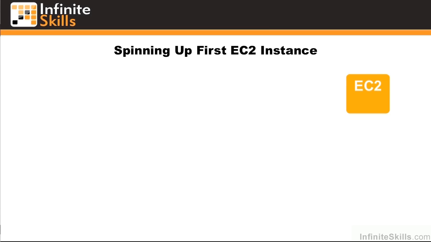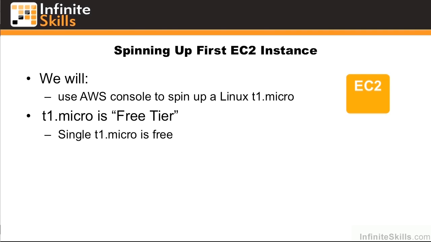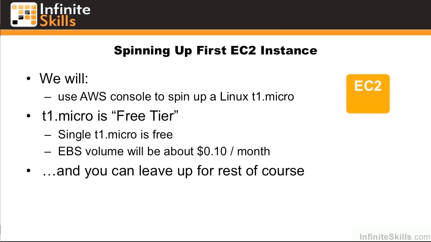In this hands-on lab, we're going to spin up our first EC2 instance and SSH into it. We're going to spin up a Linux T1 micro. The T1 micro is free tier, which means that a single T1 micro is free for perpetuity. There will, however, be an EBS volume attached to this, and that should only run you about pennies per month. You can leave this up for the rest of the course.